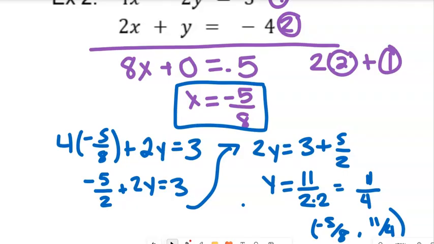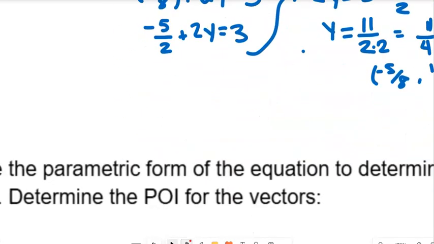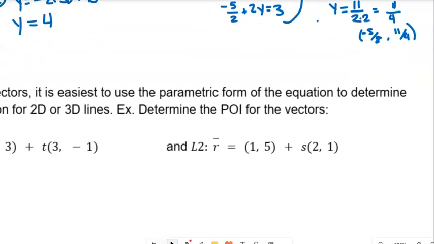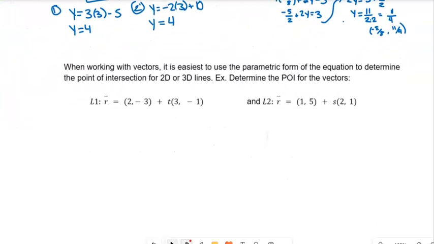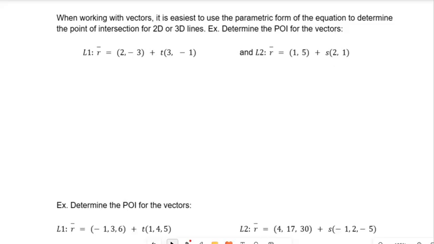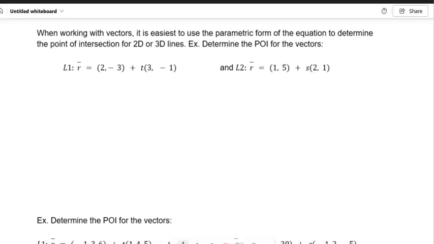Okay, let's look at the parametric form and use that to help us find the point of intersection. All right, so first up, my parametric equations. I'm going to talk about what x does. Well, x is starting at 2 and it's going 3 each time. And in line 2, x is starting at 1 and it's going 2 each s time.